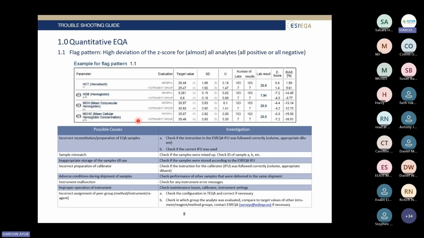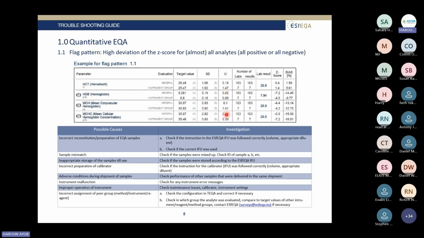And let's look at it. So we'll get your instrument grouping or the evaluations that we have gotten. And as we say, different analytes might vary. So you might get only general for HCT, and general, instrument and so on. So this is your evaluation. This is your target value, and this is the SD. Remember, SD, we calculate it using the reference values or the acceptable limits on page 3 of our EQA report.